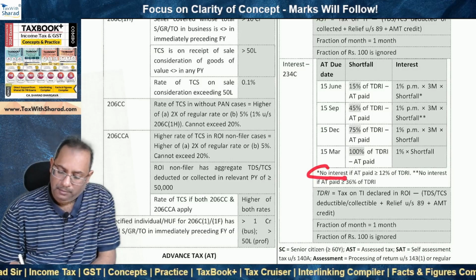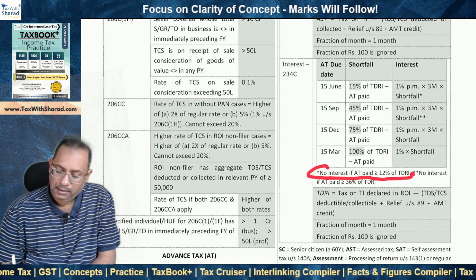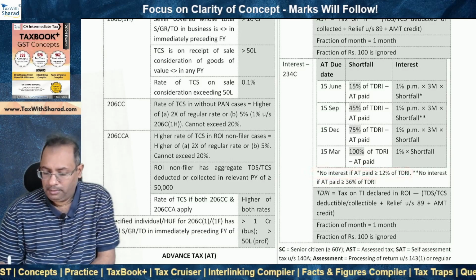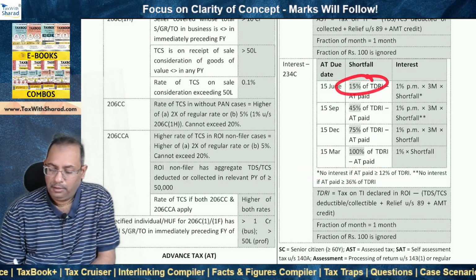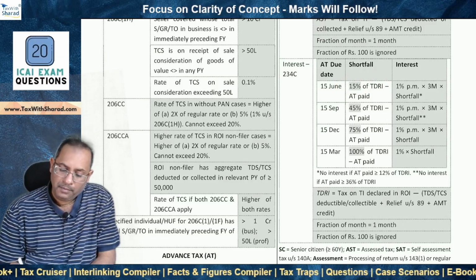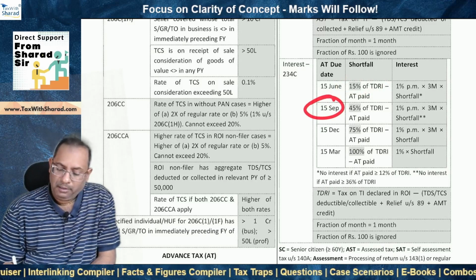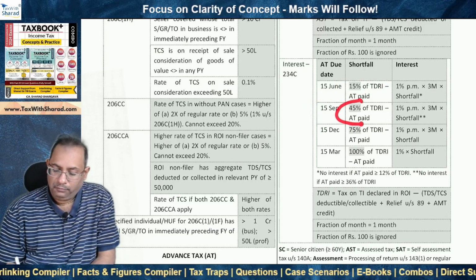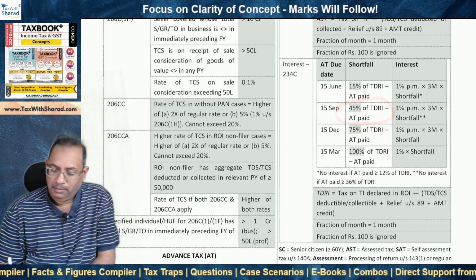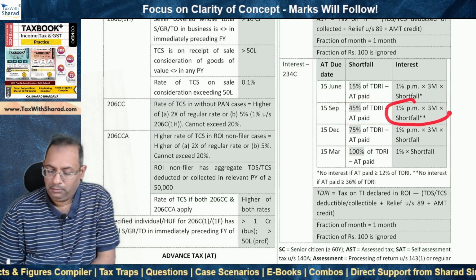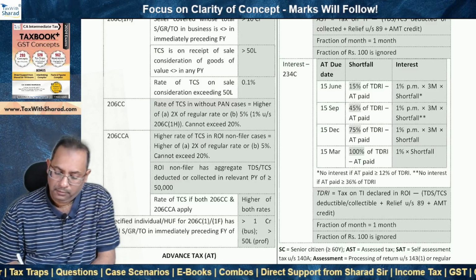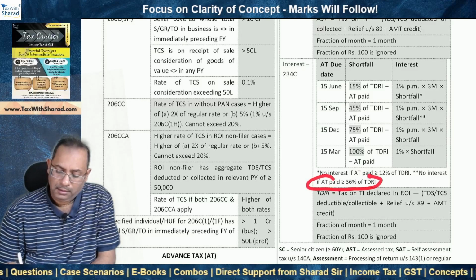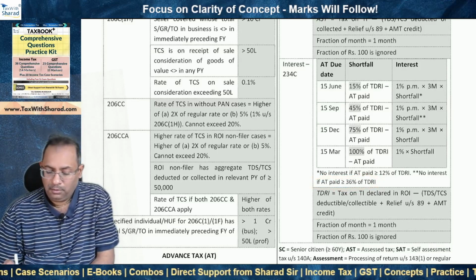And no interest is payable if advance tax paid is at least 12% of tax due on return income. For due date of 15 September, the shortfall will be 45% of tax due on return income minus advance tax paid, and interest will be 1% per month into 3 months into shortfall. And here also interest is not payable if the advance tax paid is at least 36% of tax due on return income.